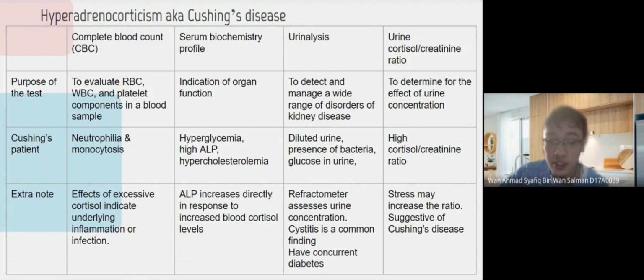Some dogs with Cushing disease also have concurrent diabetes. The presence of diabetes can be detected by the presence of glucose in the urine, as well as an increased concentration of glucose in the serum biochemistry profile.